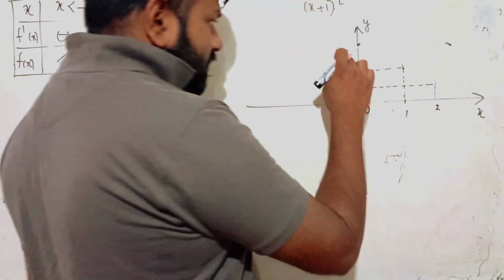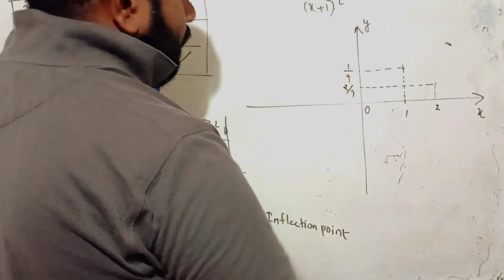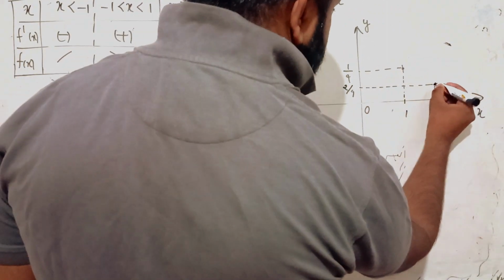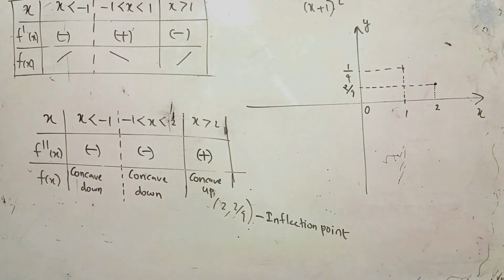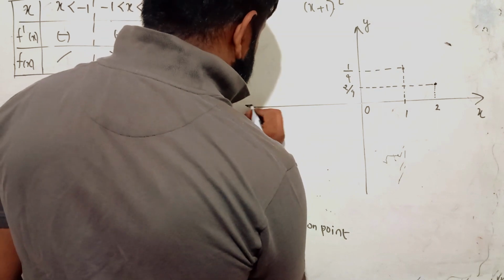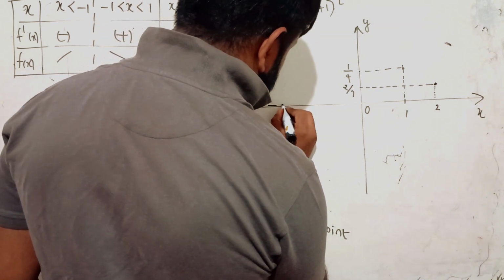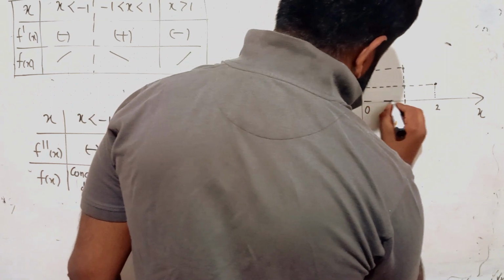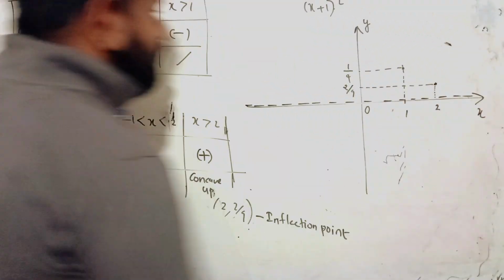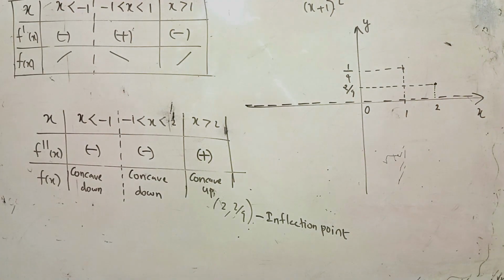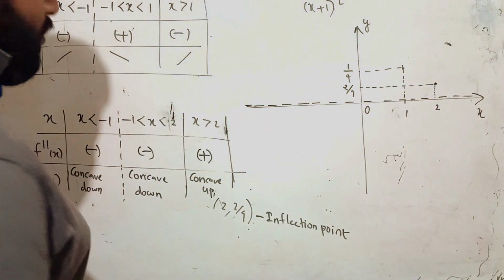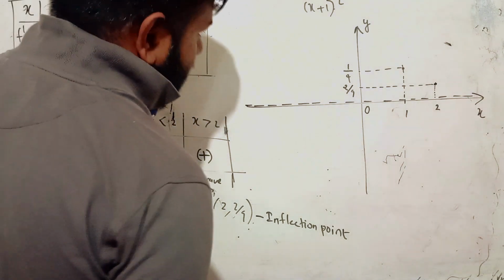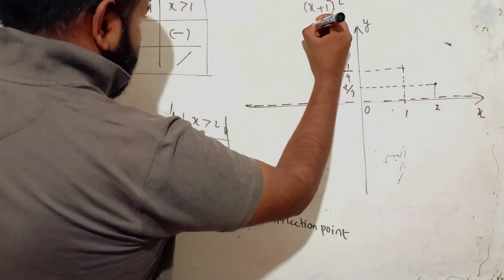2/9 is obviously smaller than 1/4. This is the turning point here, and this is the inflection point. This graph has a horizontal asymptote, that is y is equal to 0. So the x-axis is a horizontal asymptote. And it also has a vertical asymptote at x is equal to minus 1.